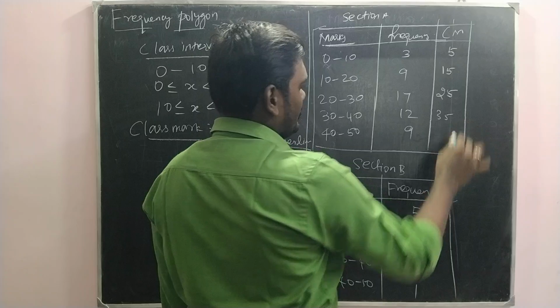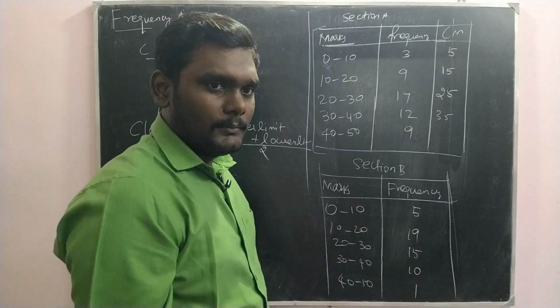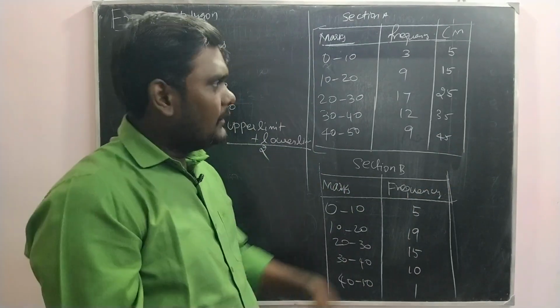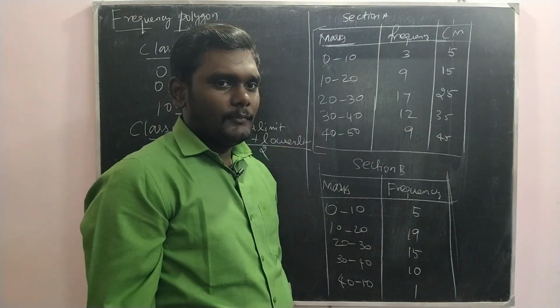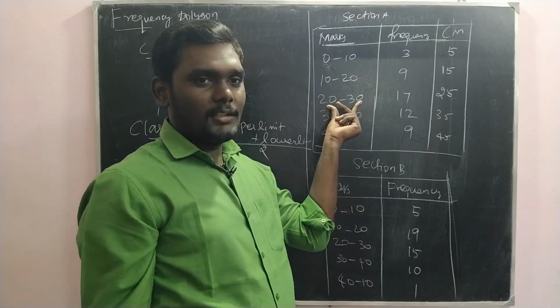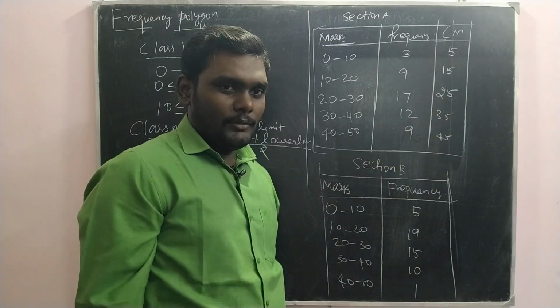35. Are you listening? Just copy it and listen. After that, 45. Okay, this is how it goes. If you calculate it, the same value will come. 20 plus 30 how much? 50. 50 by 2 is 25. Like a shortcut we can do.